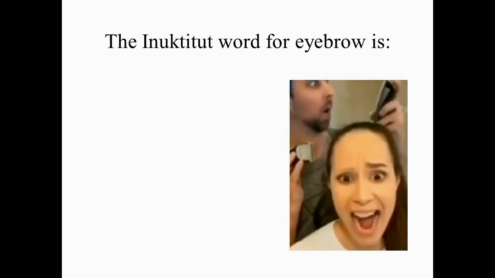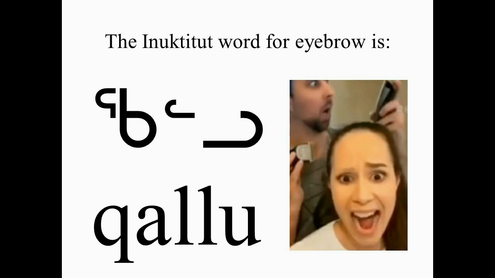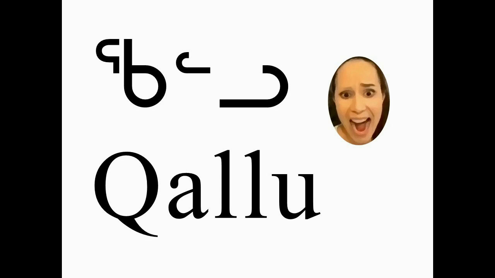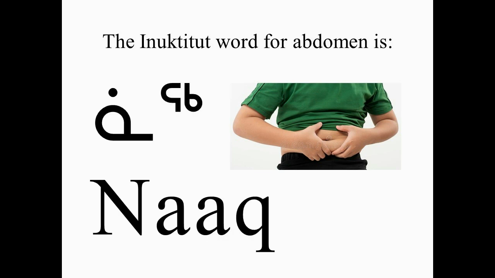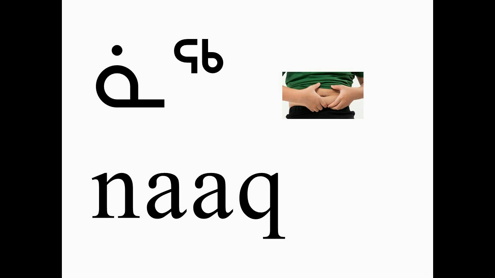The Inuktitut word for eyebrow is kallu. Kallu. Now let's look at the abdomen. The Inuktitut word for abdomen is naq. Naq.